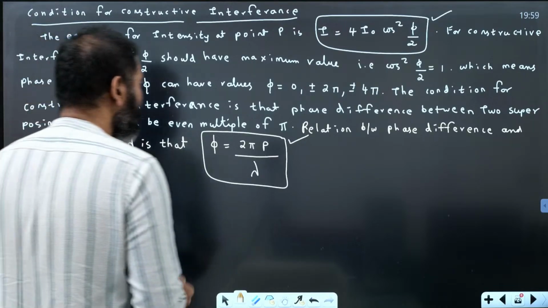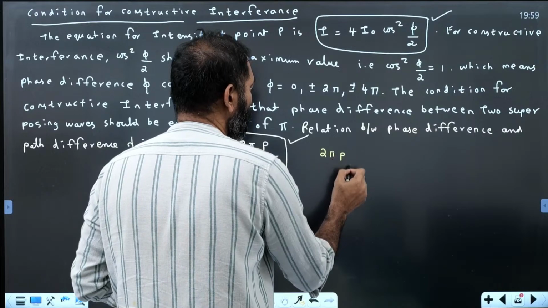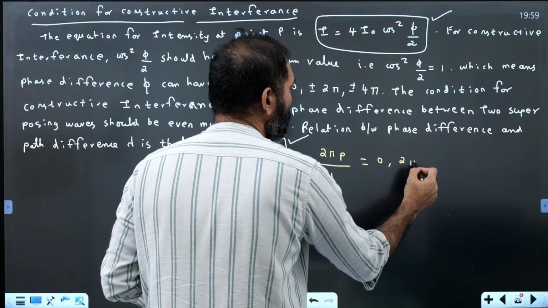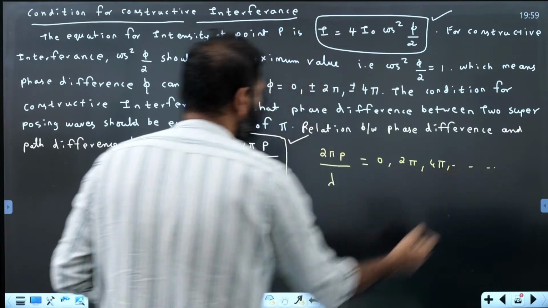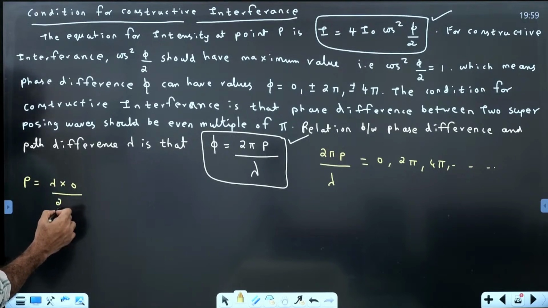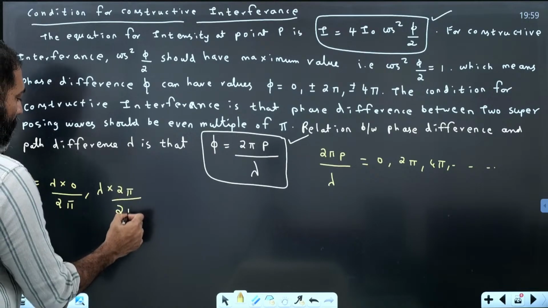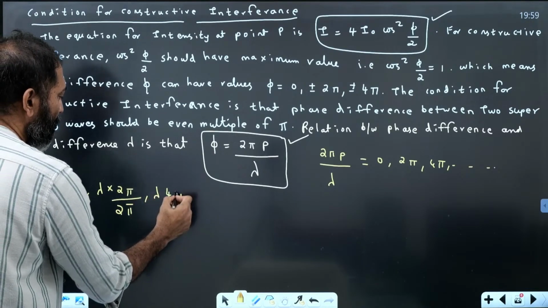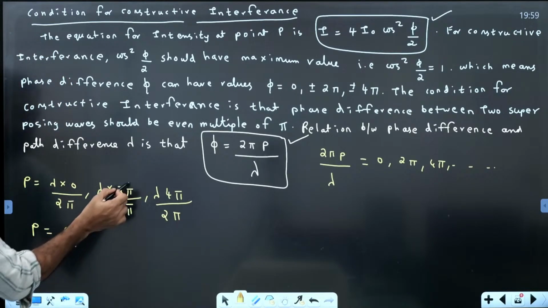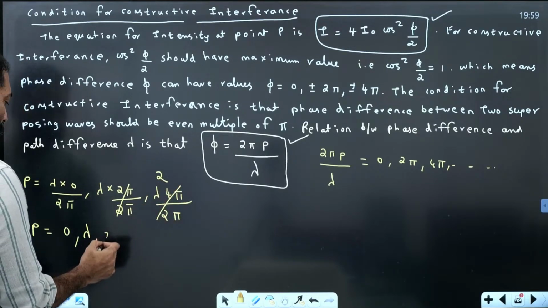Now we have found out 2 pi p by lambda is equal to, what are the different values of phi? 0, 2 pi, 4 pi, etc. That means path difference is equal to lambda 0 divided by 2 pi, lambda 2 pi divided by 2 pi, lambda 4 pi divided by 2 pi. This means path difference is equal to 0, lambda, 2 lambda, it goes on like that.